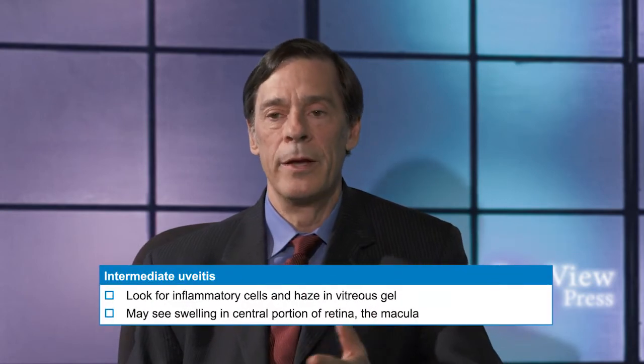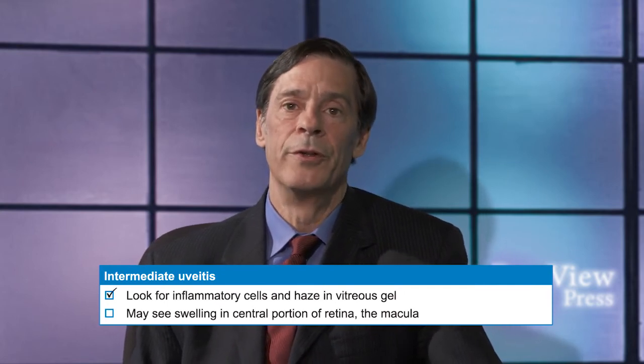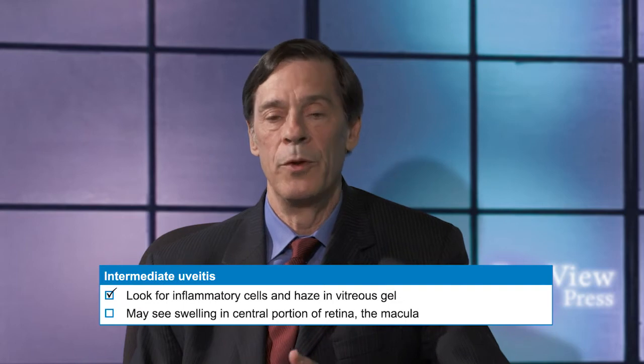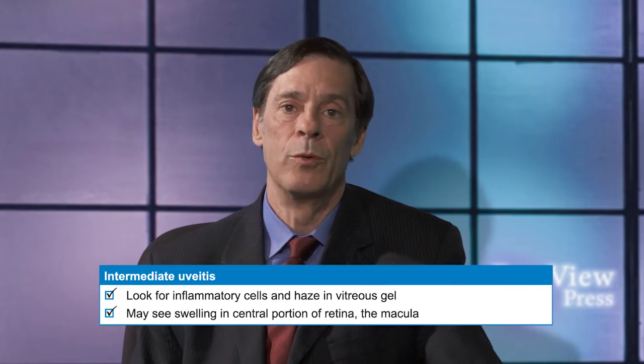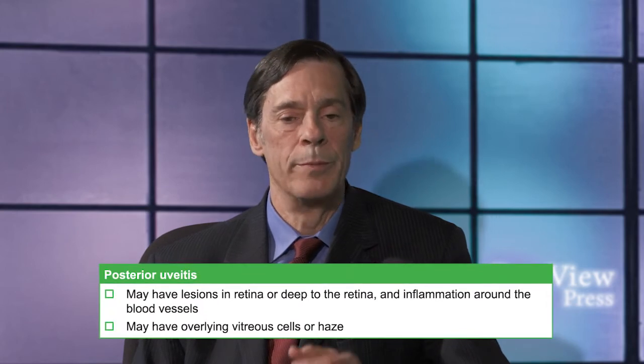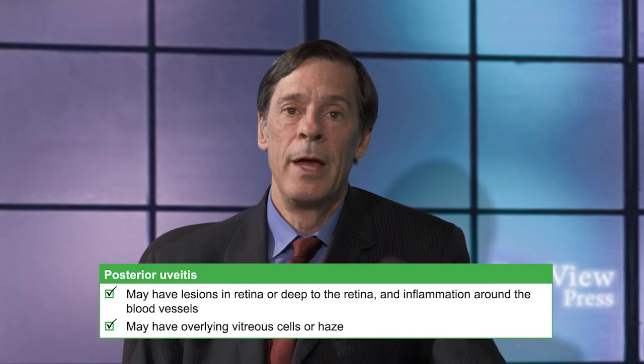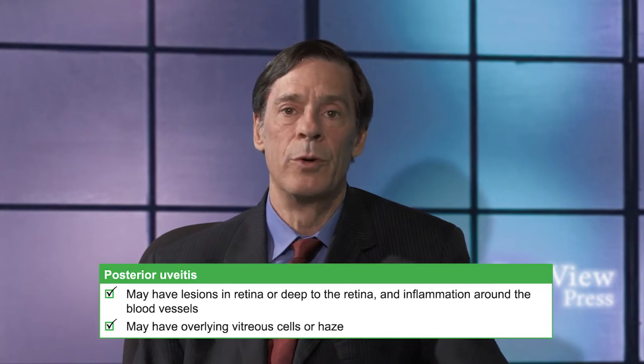With intermediate uveitis, as we move farther back into the eye, we may see inflammatory cells and haze in the vitreous gel, and there may be swelling in the central portion of the retina, which is called macular edema. And in eyes with posterior uveitis, we may see lesions in the retina or deep to the retina. We may see macular edema, and we may also see evidence of inflammation around the blood vessels. And with panuveitis, there's inflammation in the front, in the anterior chamber, and also the back of the eye.